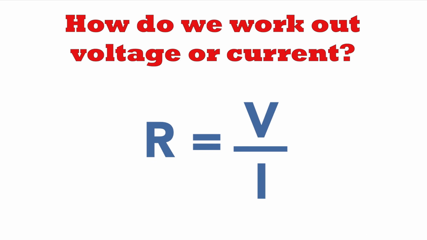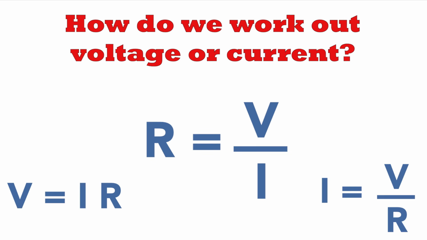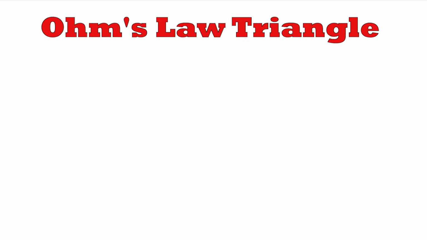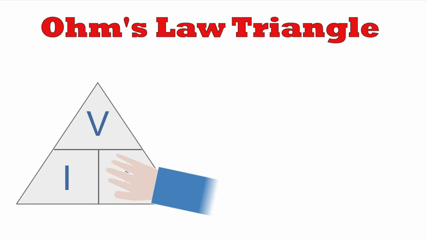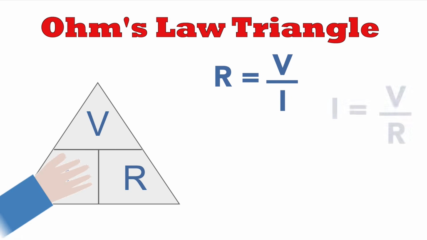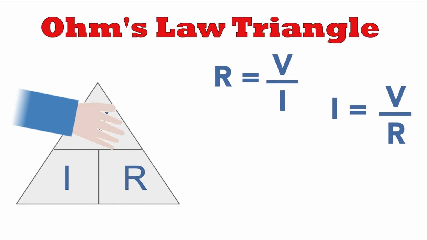We can manipulate the equation so we can calculate any one of the three values, provided we know the other two. Do you want to know an easy way to remember this? Use the Ohm's law triangle. I'll explain. Cover up the value that you want, and if the other two are one above the other, then the top one is divided by the one underneath it. But if they're next to each other, then they are multiplied together, as we see here.